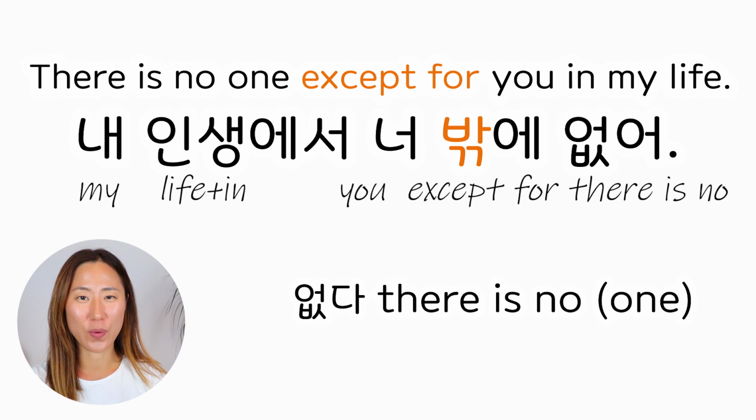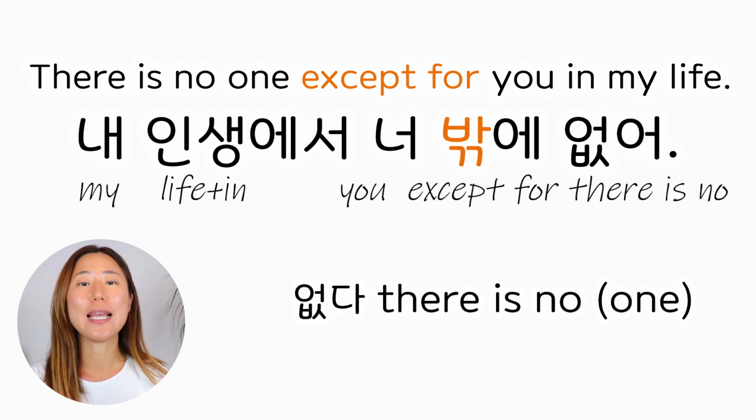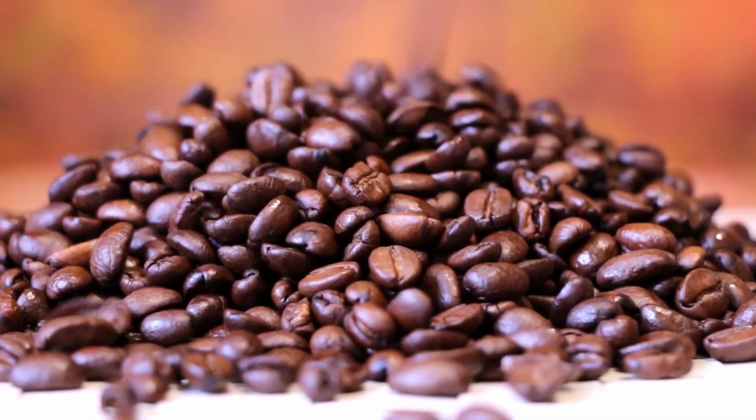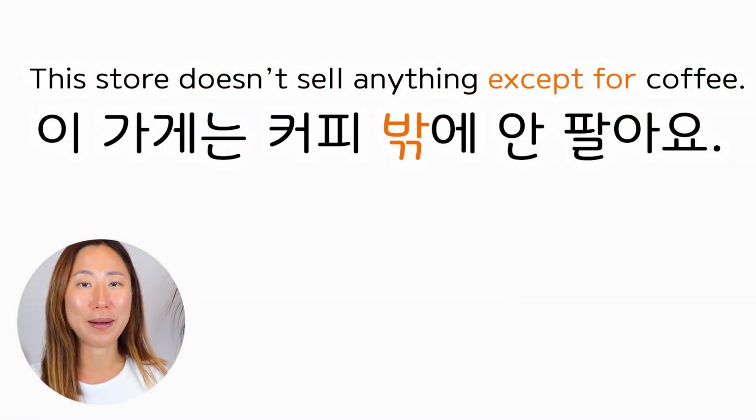There is no. In English, you have to add no one. This is talking about person. There is no one except for you in my life. 내 인생에서 너밖에 없어. The store doesn't sell anything except for coffee. 이 가게는 커피밖에 안 팔아요.